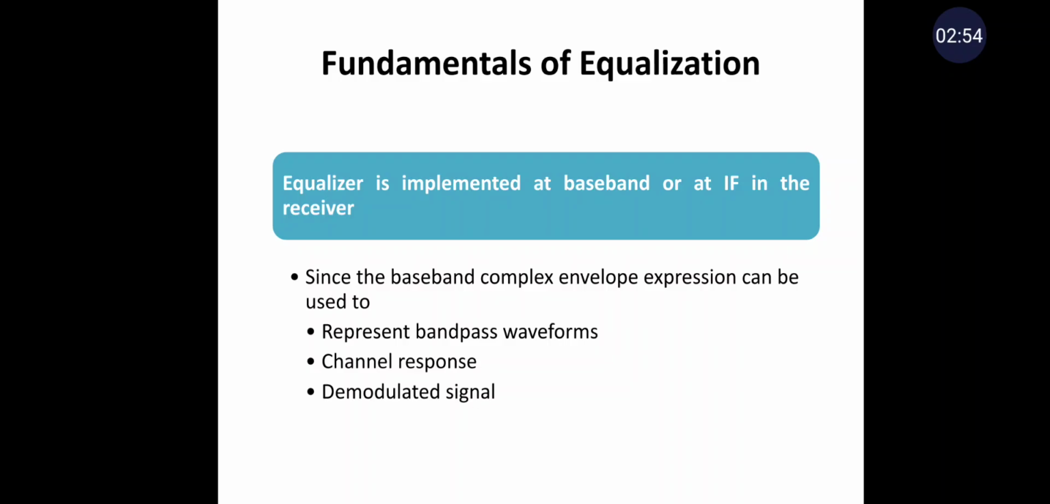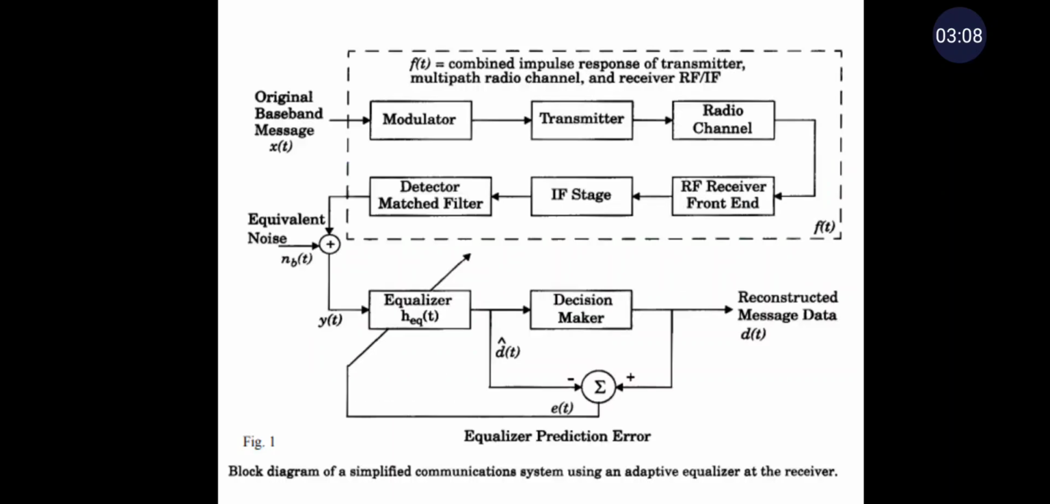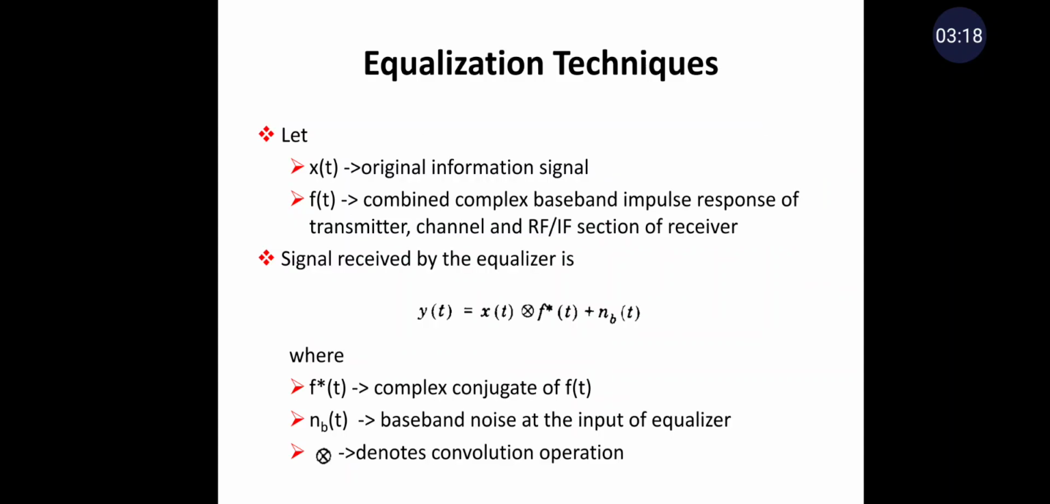An equalizer is implemented at baseband or at IF in the receiver. Since the baseband complex envelope expression can be used to represent baseband waveforms, channel response and demodulated signal. So this is the block diagram of a simplified communication system that uses an adaptive equalizer at the receiver. So the equalizer is used at the receiving side. And now let's see about the equalization techniques.